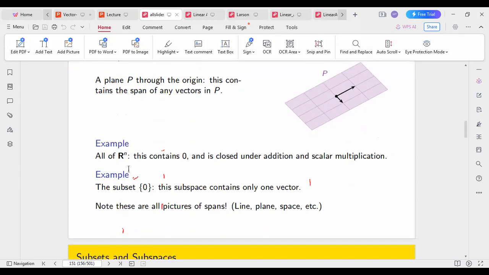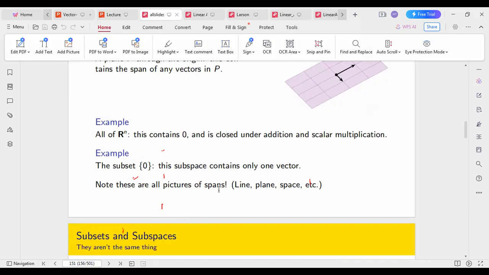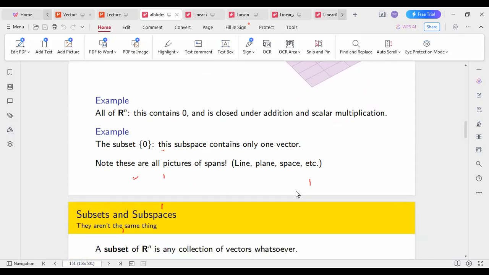Now, another example: all the real numbers in a space contains the origin 0 and is closed under addition and scalar multiplication. For example, the subset containing the zero vector is a subspace containing only one vector. Note this: not all the pictures of spans are lines, planes, spaces, etc.